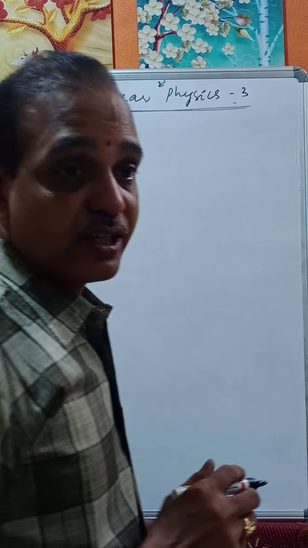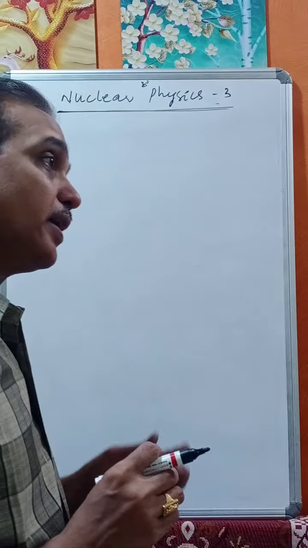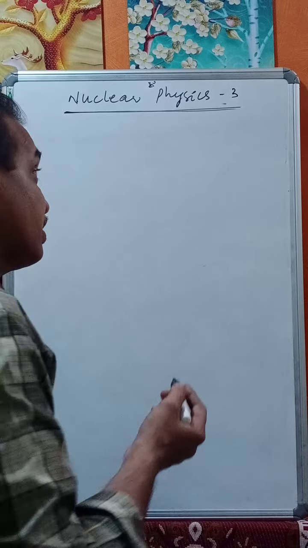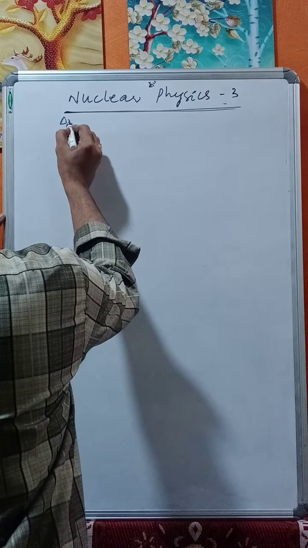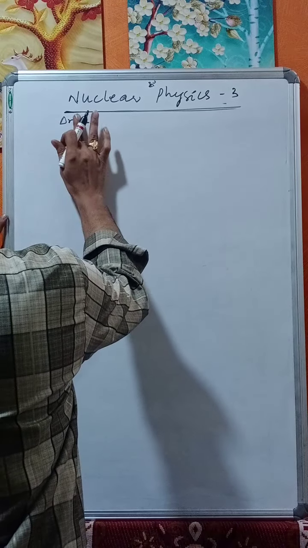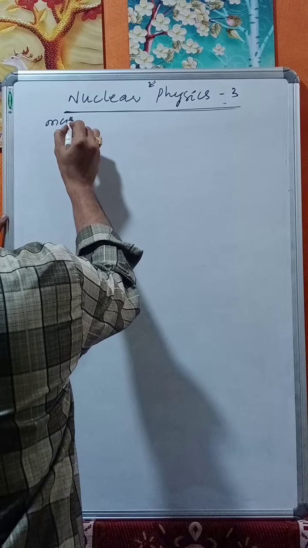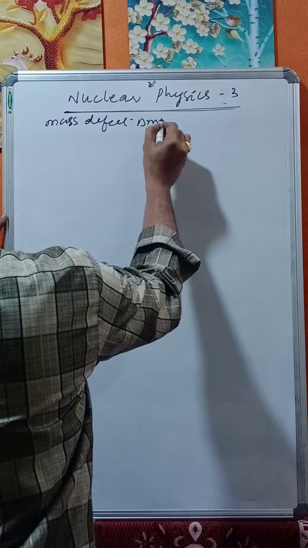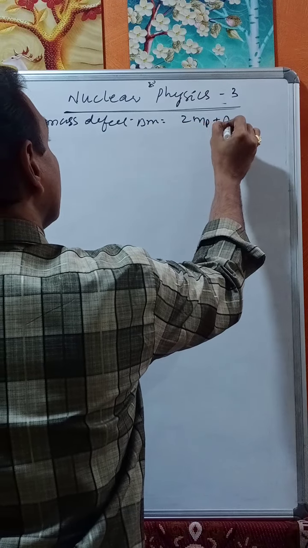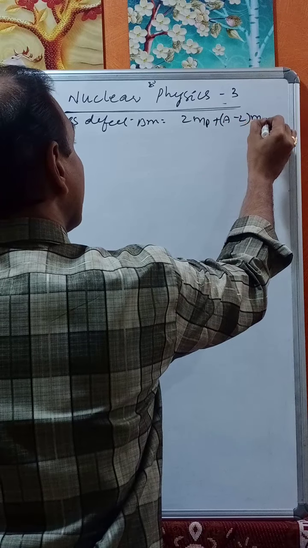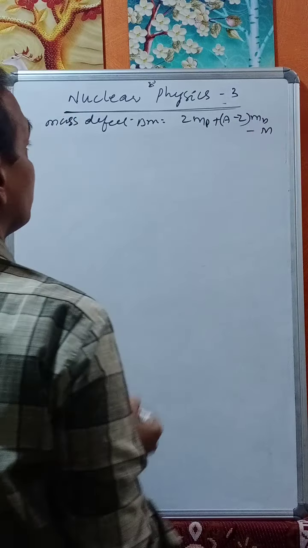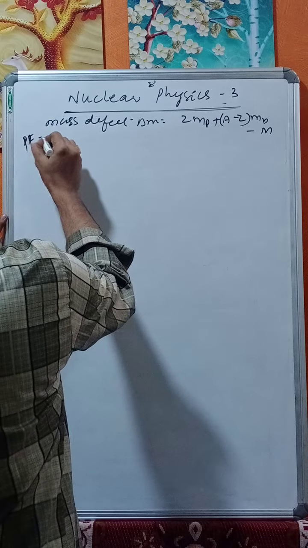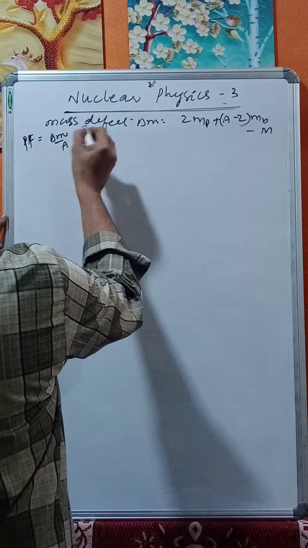No, in class 2 we discussed the packing fraction. So, mass defect and packing fraction. Mass defect delta m is equal to [Zmp + (A - Z)mn] minus M. And packing fraction is equal to mass defect per nucleon.